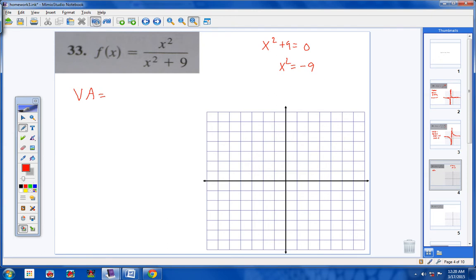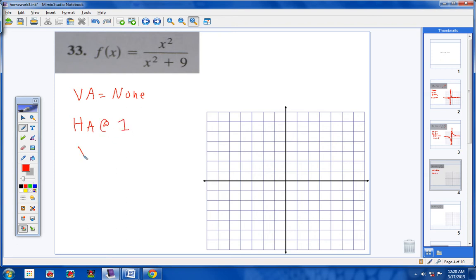So what are we going to do? How are we going to know what x values to put in? Well, let's worry about that later, okay? Right now, we'll just put none. Now, horizontal asymptote, we've learned that when the degree up top is the same as the bottom, 2 and 2, then the horizontal asymptote is lead coefficient over lead coefficient. So 1 over 1. So we have a horizontal asymptote at 1.